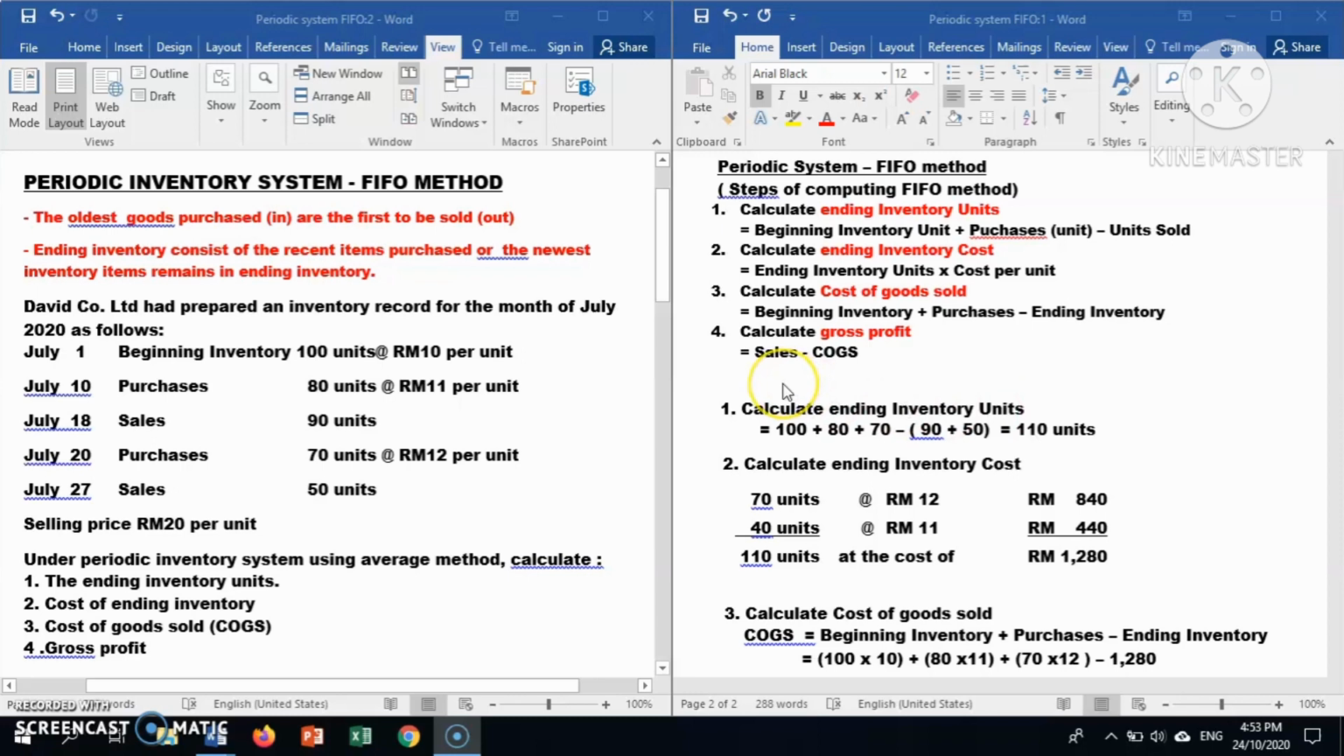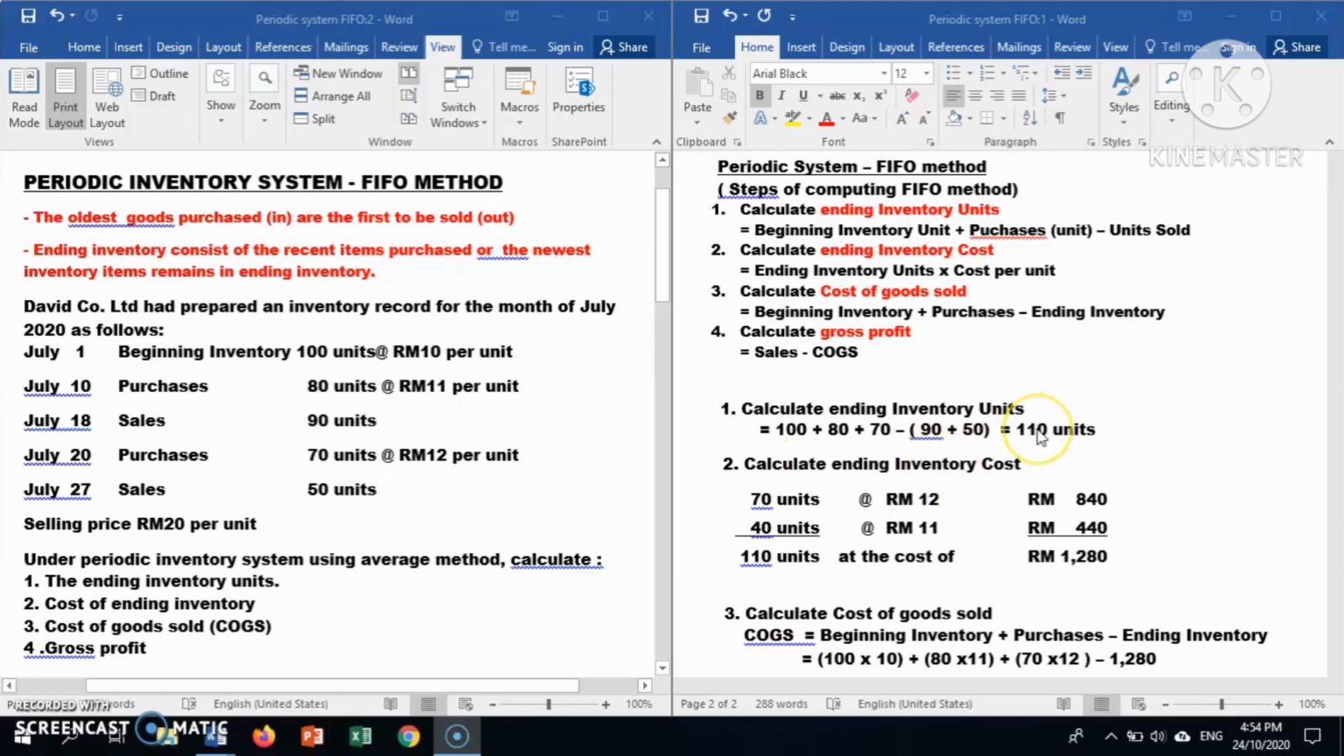Now we go to the next step. We have to calculate ending inventory cost. So we must know that the oldest goods purchased are the first to be sold. So the ending inventory will consist of the newest inventory items. So we have to take from the newest inventory. So this one is the oldest, and the last one, the purchase here, is the newest or the recent purchase that we have made.